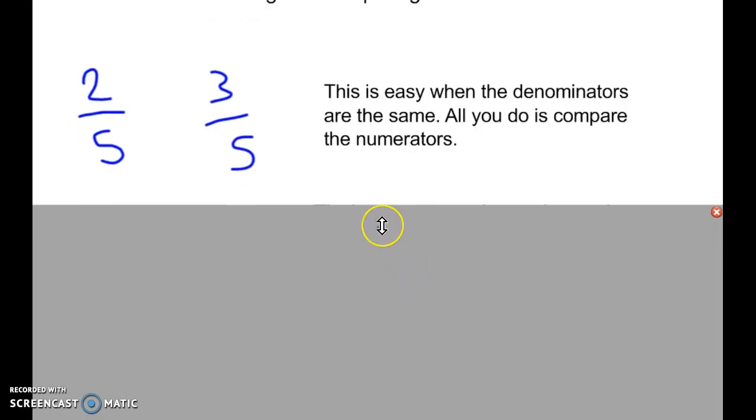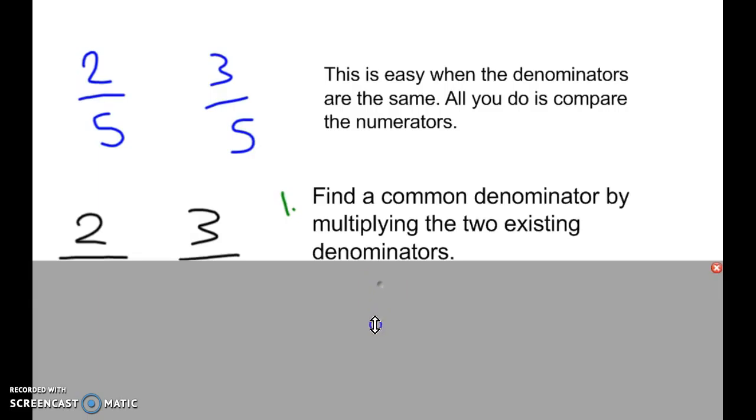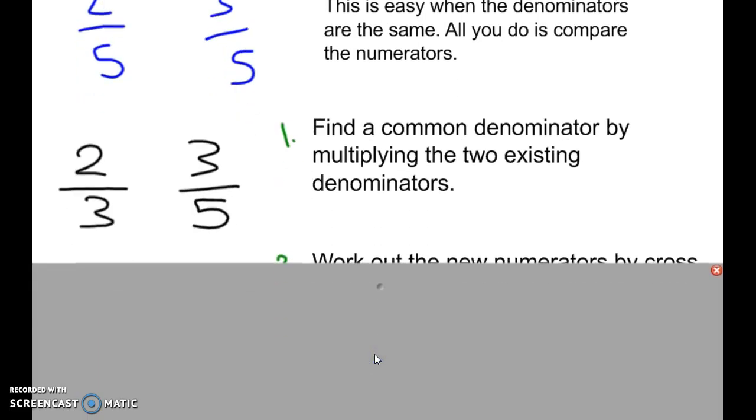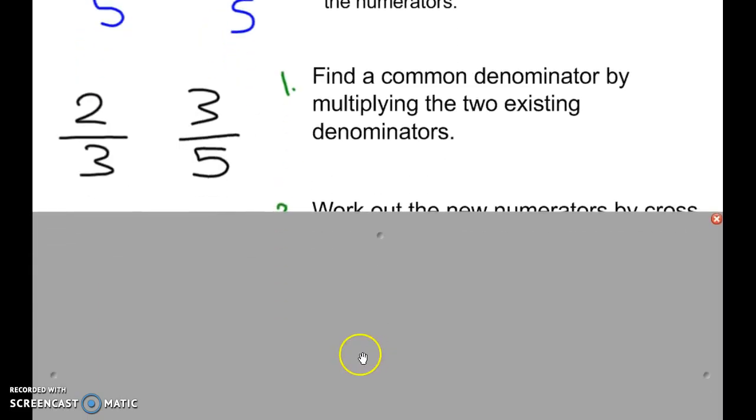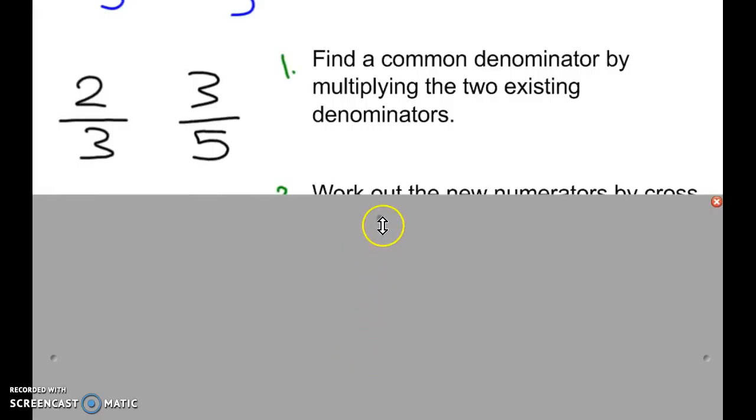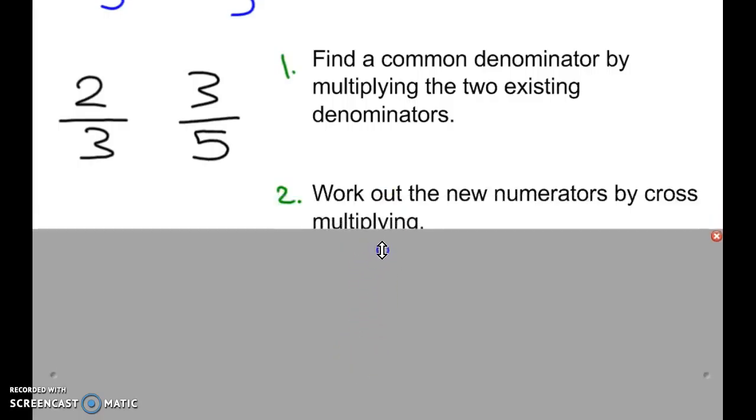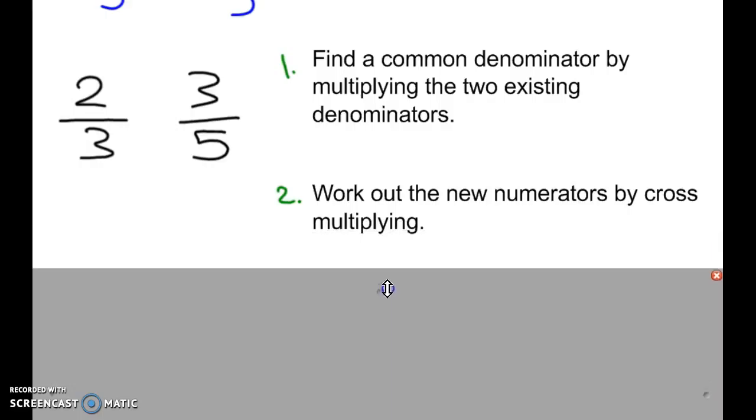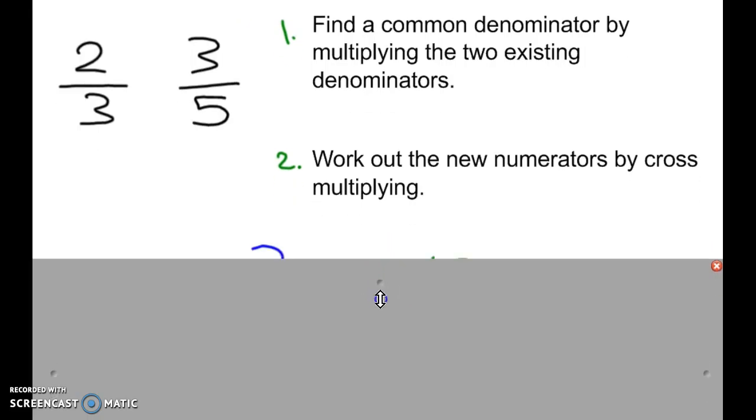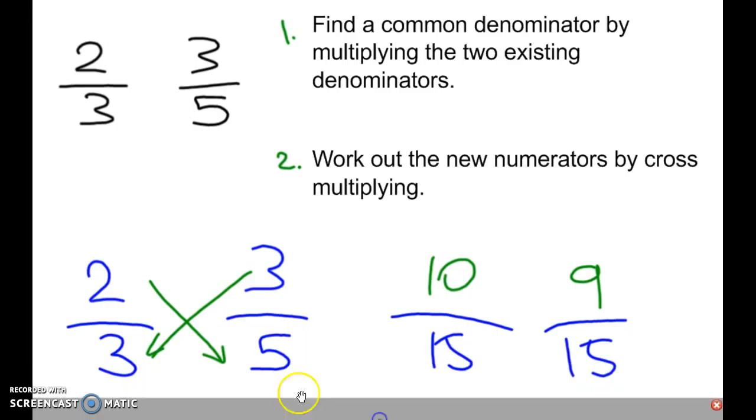Now, when we get different denominators, like here, 2/3 and 3/5, the method we're going to use is going to involve finding a new common denominator. So you'll see what I'm going to do here is multiply the 3 and the 5 to get a new denominator of 15, here and here.